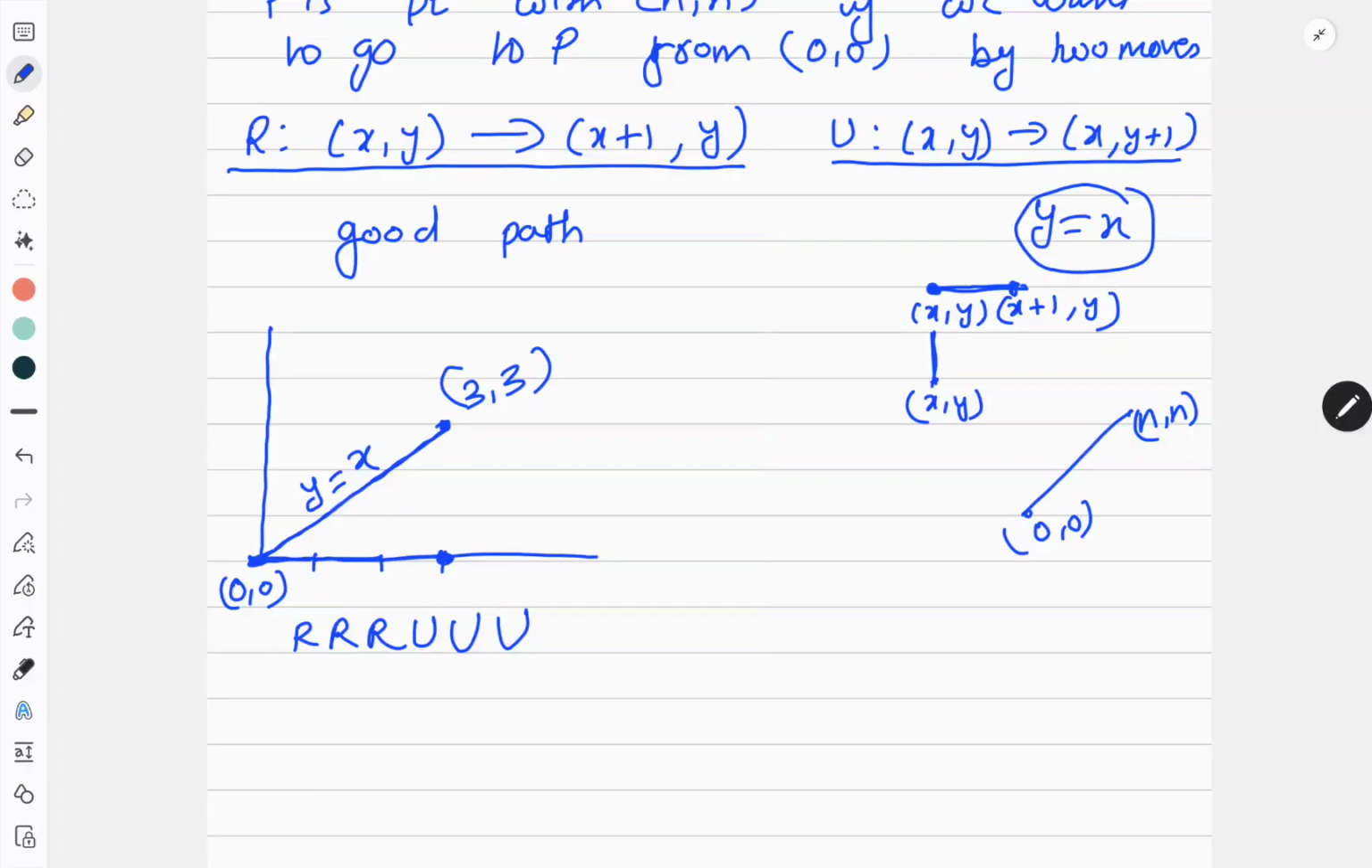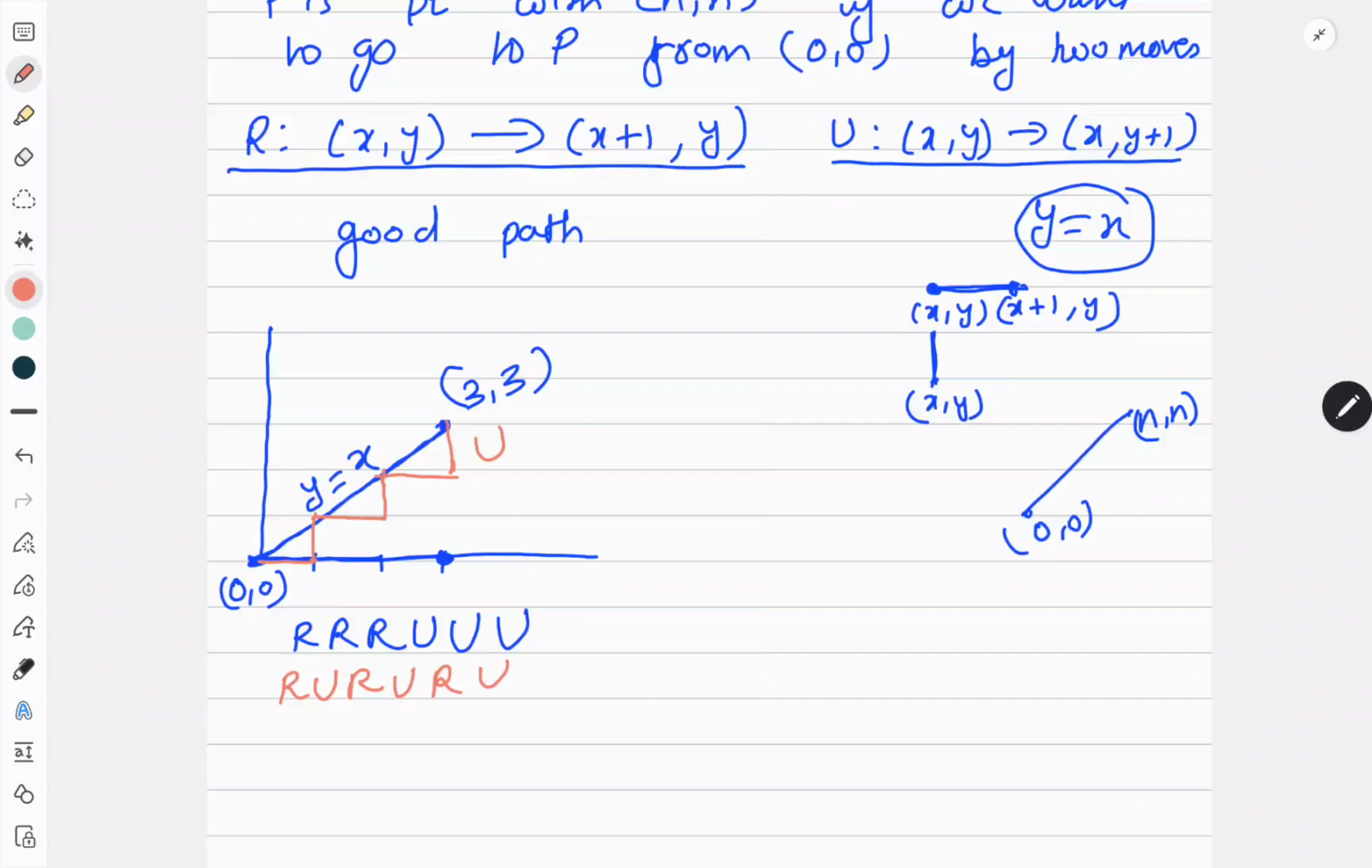Now look at the other way. Suppose I go like this. I have followed R. Then I'll go like this, so U. Then I'll go like this, so R. Then U. Then R. Then U. So I reach the destination. This is how you have to find out all the possible paths.